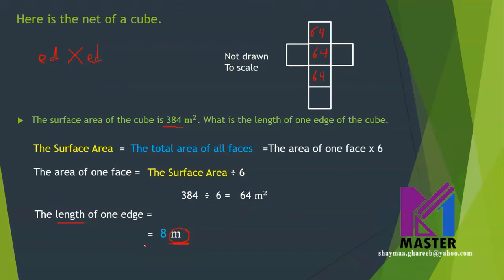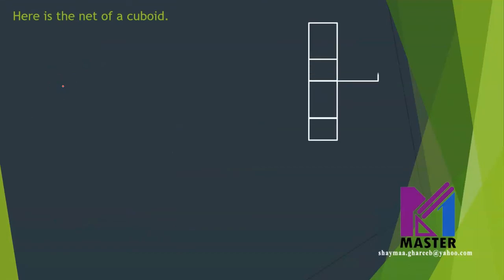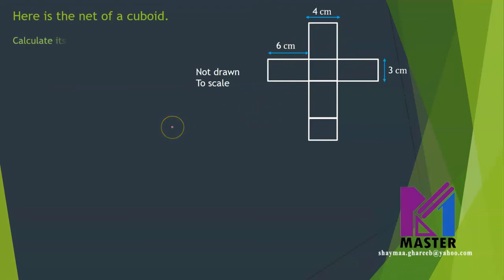Is this clear? Now, let's look at this example. I have a cuboid, as you can see, this time with different edges. Calculate its surface area. Do you remember what we said about calculating the surface area of a cuboid?